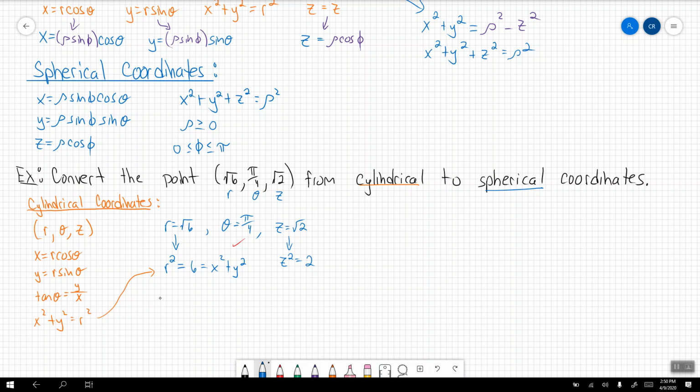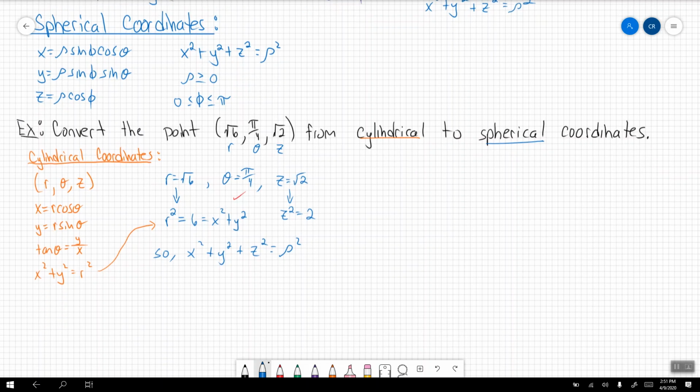Nice. So we also know that x squared plus y squared plus z squared is equal to rho squared. And now that I have x squared plus y squared being 6, this is just 6 plus z squared, which is 2. This gives me rho squared equal to 8, which means rho must be, yes, positive or negative √8, but in this case we don't need the negative because our restriction is that rho must always be positive, which means we get 2√2, or in other words, square root of 8.